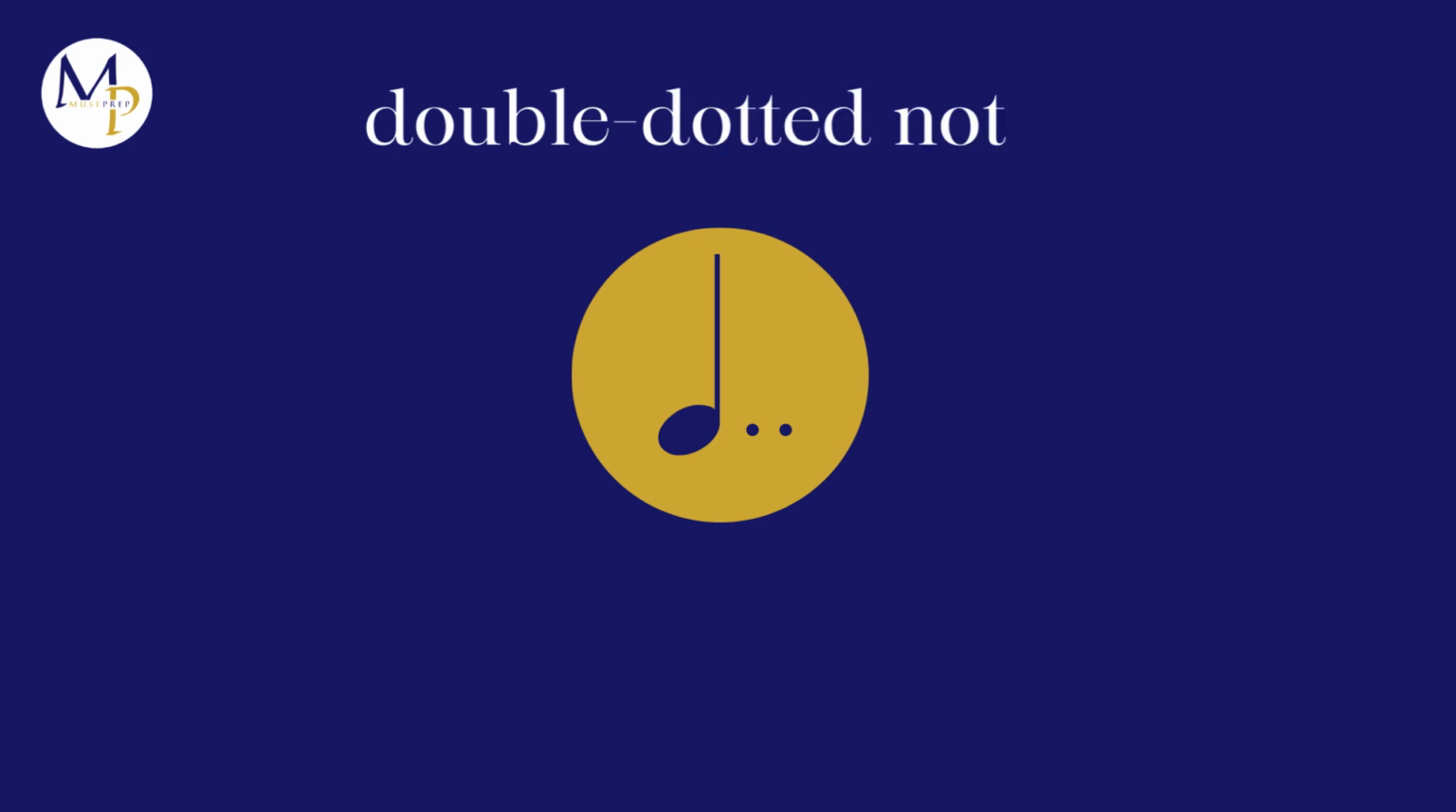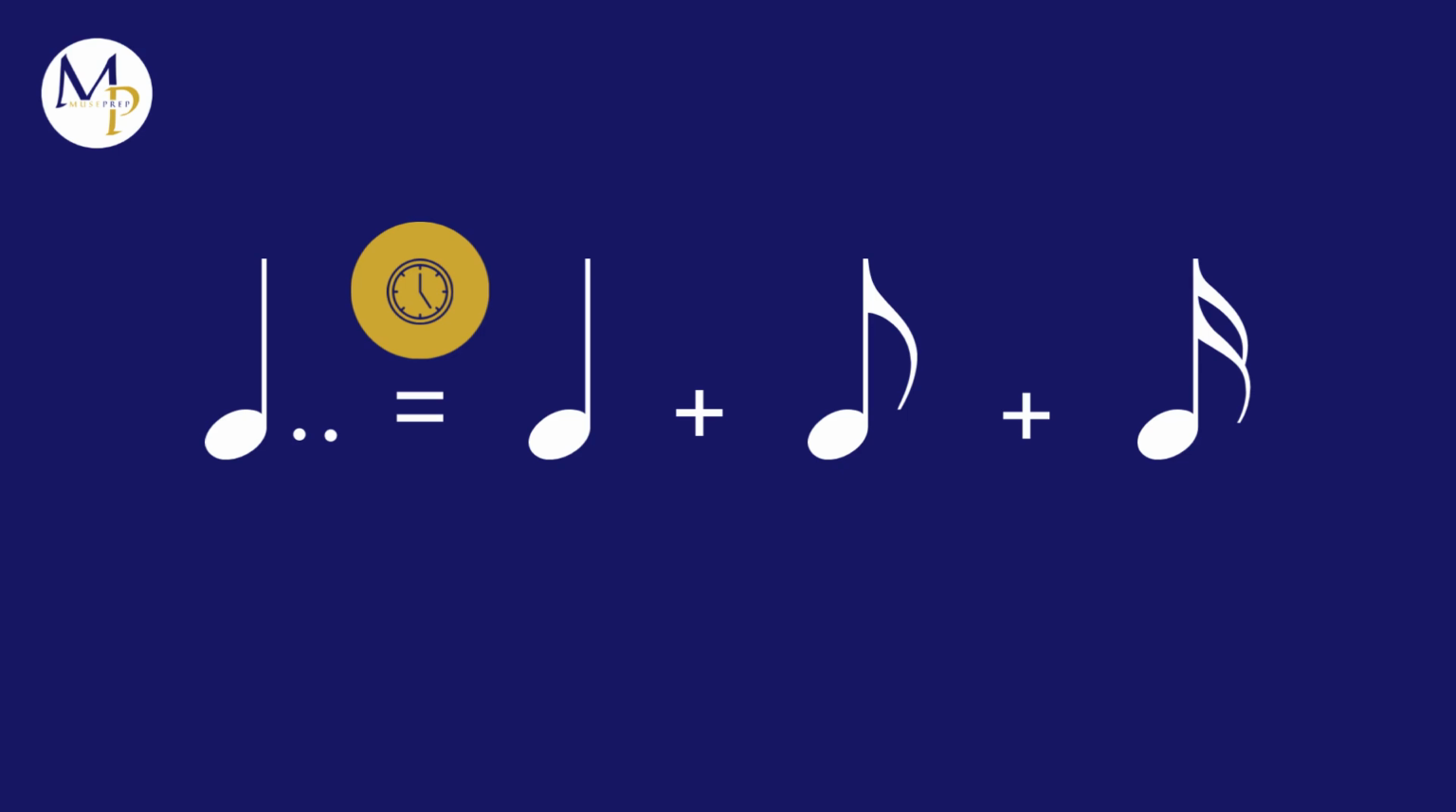There is also such a thing as double-dotted notes. This means that an additional dot adds half of the value added by the first dot. A double-dotted quarter note therefore lasts as long as a quarter note, an 8th note, and a 16th note.